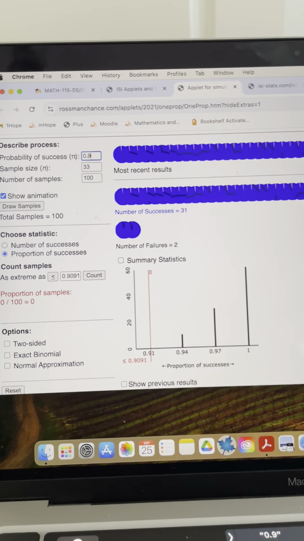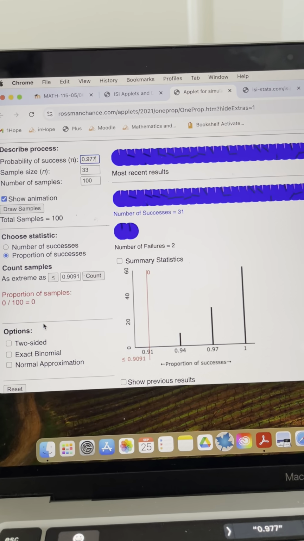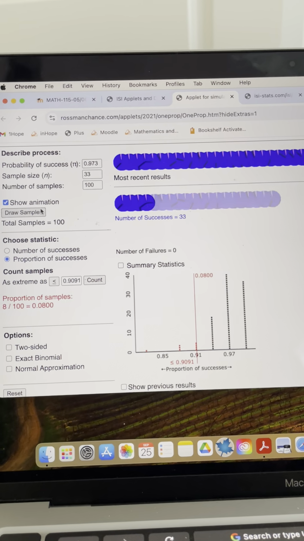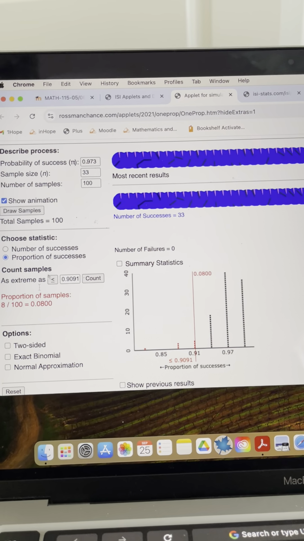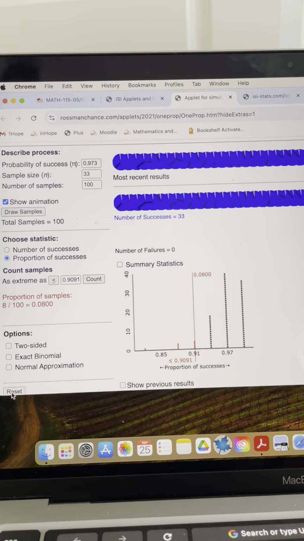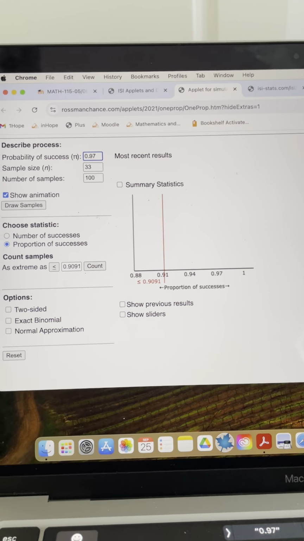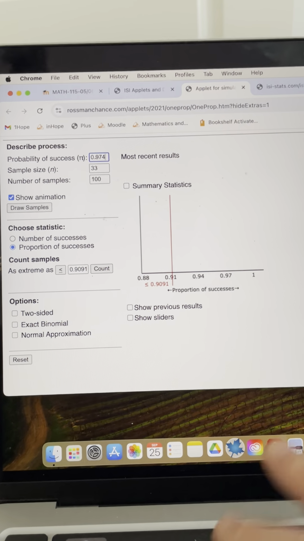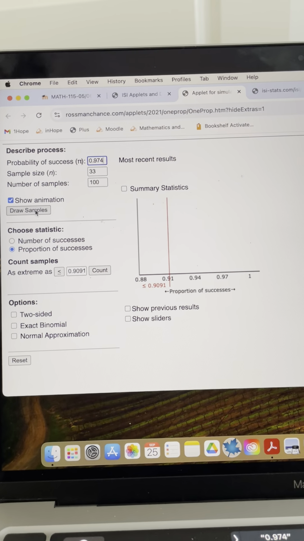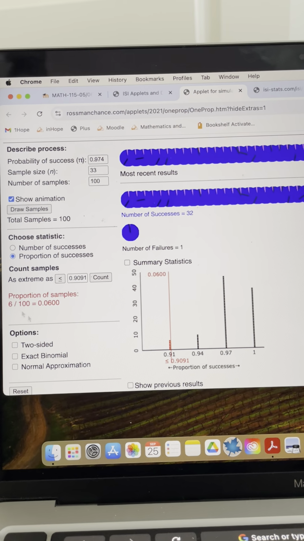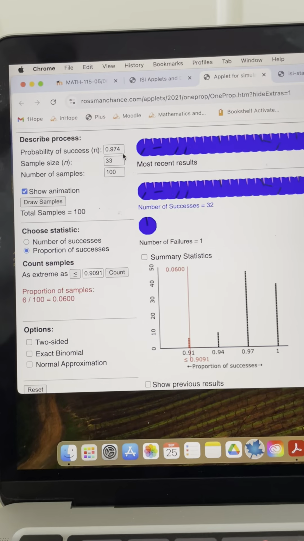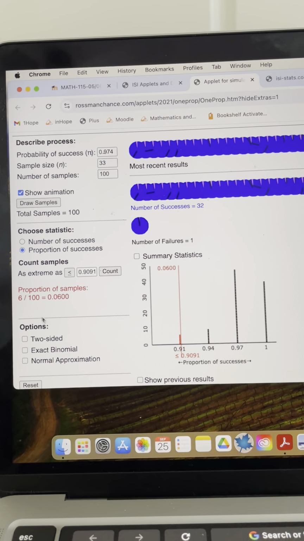Let's try 0.973, see what ends up happening. Reset, draw samples. Ooh, now we're getting closer. So we're at 0.973. I'll reset. I'll try 0.974. So I'm just trying to get to that spot, and this is about as close as I'm going to get. So 0.974 is going to be the right side of my confidence interval.